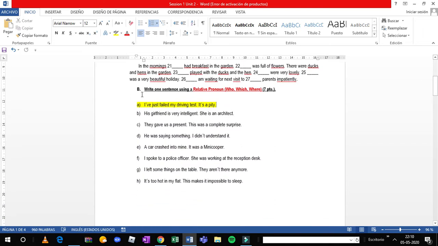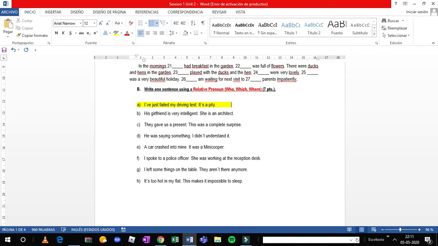Next, we are going to use relative pronouns: who, which, or where. What are you going to do? You are going to rewrite this sentence by using who, which, or where. For example, I've just failed my driving test. It's a pity. So, how would you rewrite this sentence by including who, which, or where? You can omit some words if you think it's necessary.